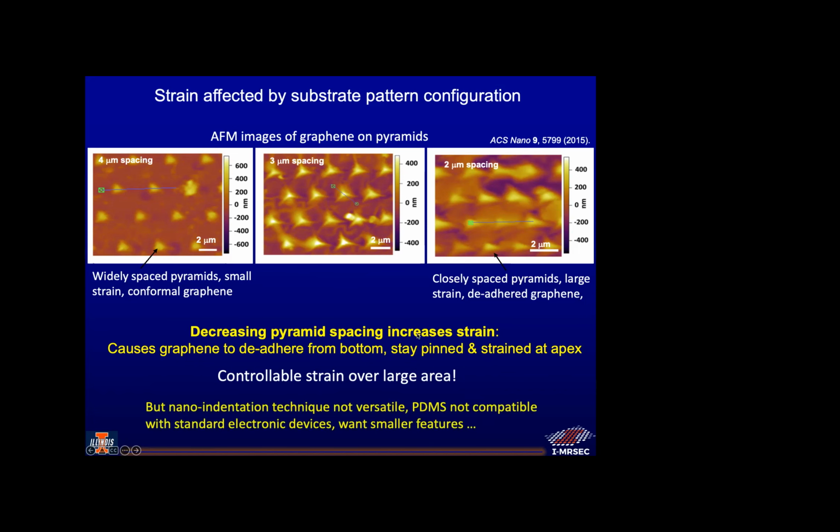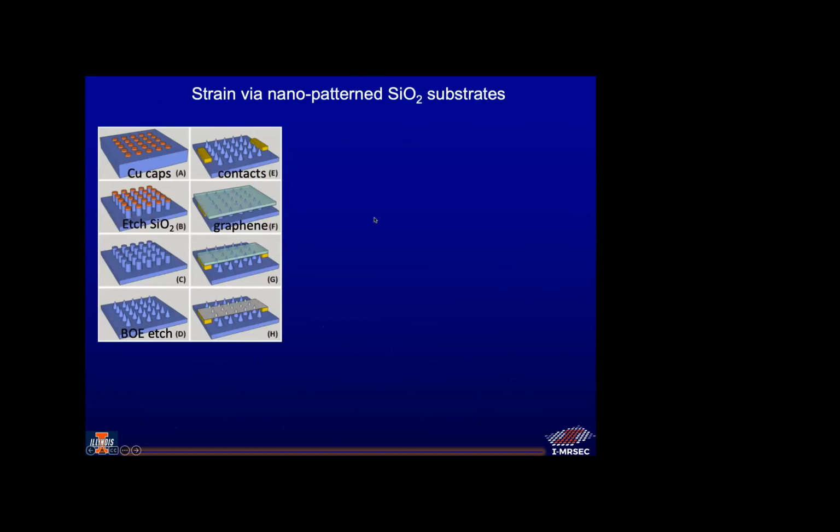Okay, but at the same time, this nano indentation technique was pretty painful, very slow, and PDMS wasn't compatible with electronic devices that we wanted to measure, as well as smaller features. So after seeing that this worked, we moved on to nano-fabricated pillars, which seemed to make a lot more sense in terms of measuring transport in these devices. In this case, we started with a silicon oxide substrate, put copper caps on it, used the copper to etch out nanoscale pillars, removed the copper with copper etch, used a BOE etch to make it sharper, put down contacts, transferred our graphene from solution, like I mentioned before, etched the graphene, and then we had our devices.